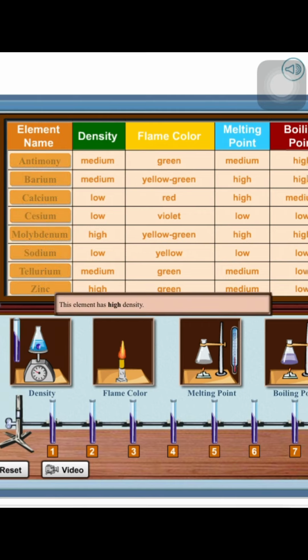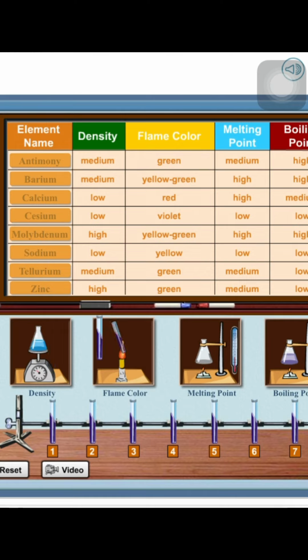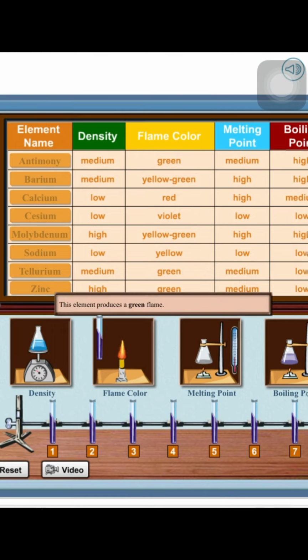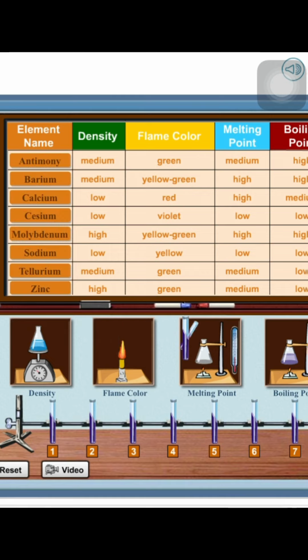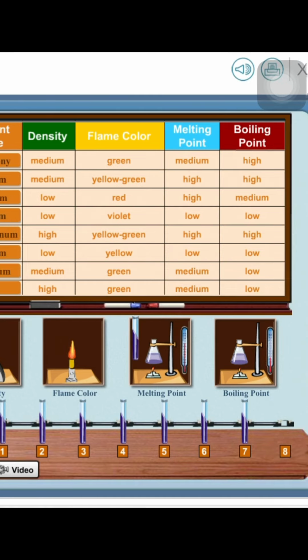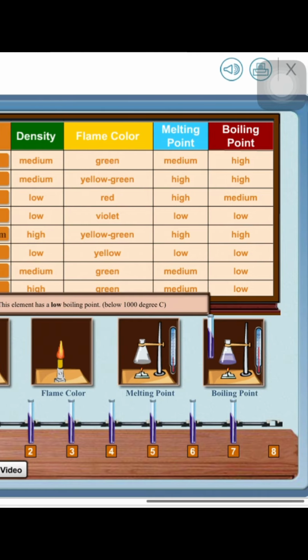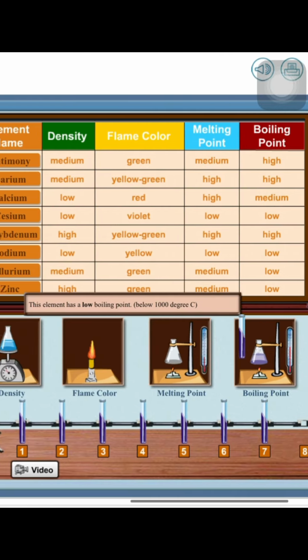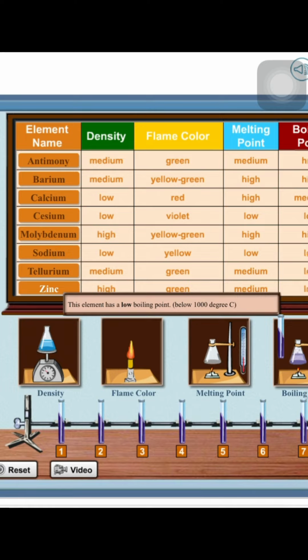The last mystery element, number 8, has a high density. It produces a green flame color. It has a medium melting point and a low boiling point. Congratulations! You have correctly identified the mystery element. The last mystery element is named zinc.